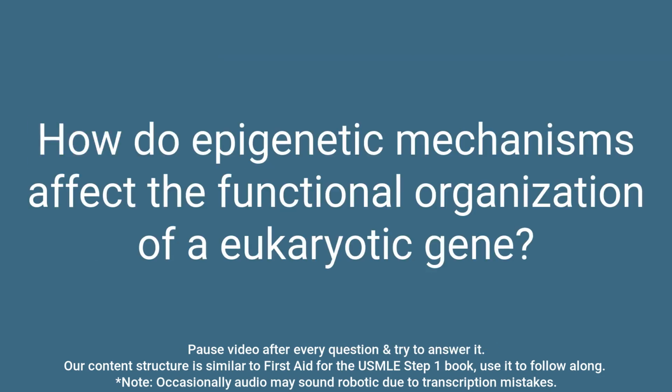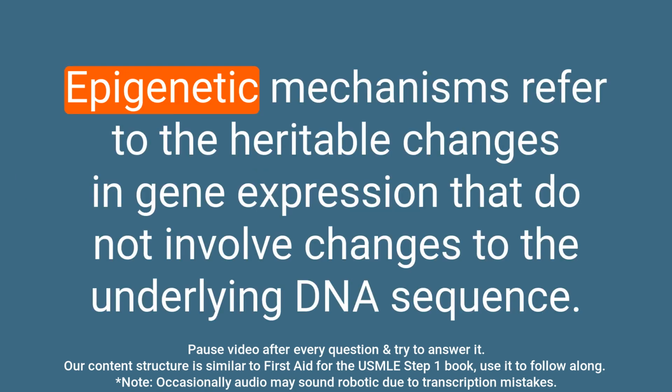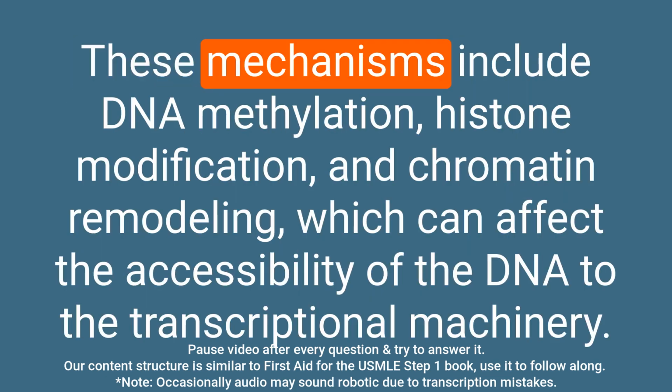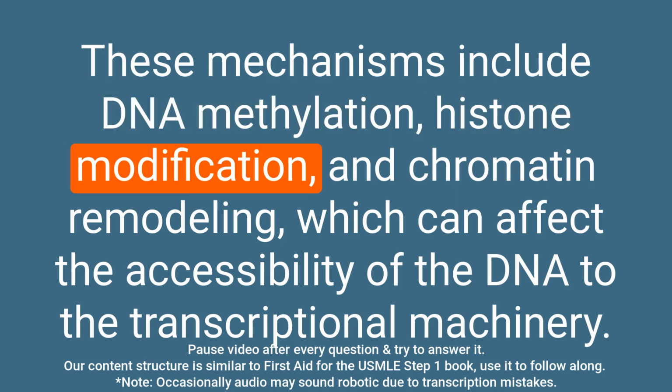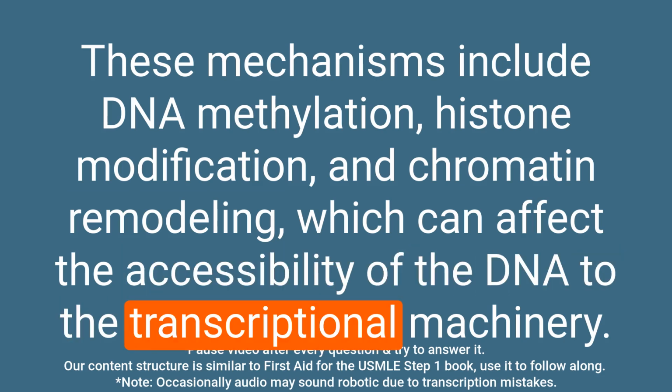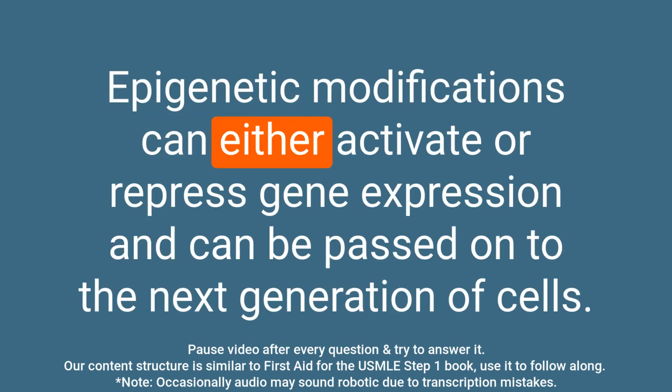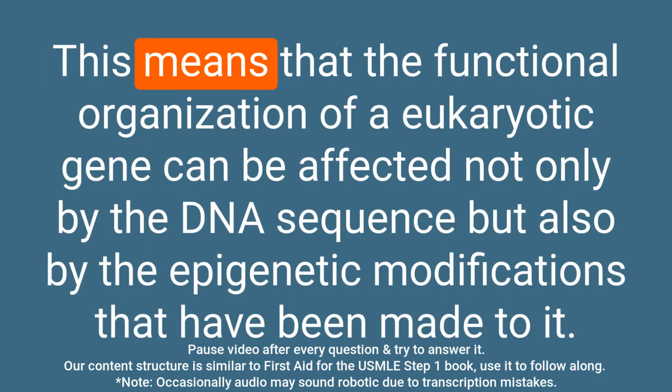Question: How do epigenetic mechanisms affect the functional organization of a eukaryotic gene? Answer: Epigenetic mechanisms refer to the heritable changes in gene expression that do not involve changes to the underlying DNA sequence. These mechanisms include DNA methylation, histone modification, and chromatin remodeling, which can affect the accessibility of the DNA to the transcriptional machinery. Epigenetic modifications can either activate or repress gene expression and can be passed on to the next generation of cells. This means that the functional organization of a eukaryotic gene can be affected not only by the DNA sequence, but also by the epigenetic modifications that have been made to it.